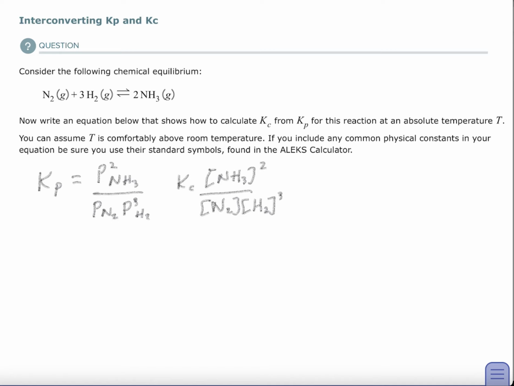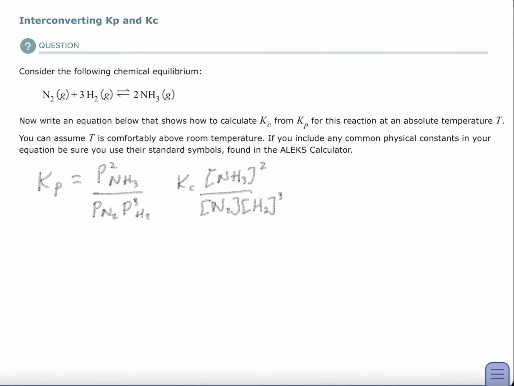Okay, so K sub P in this case is based on each balanced equation. So if you see here, you've got 1 mole of nitrogen, 3 moles of hydrogen, and then 2 moles of ammonia. So in this case, the pressure of the ammonia would be squared since it has a coefficient of 2. The pressure of the nitrogen would be to the first power, and the pressure of the hydrogen would be to the third power. So this is not something to memorize. This is something to figure out based on each equation.